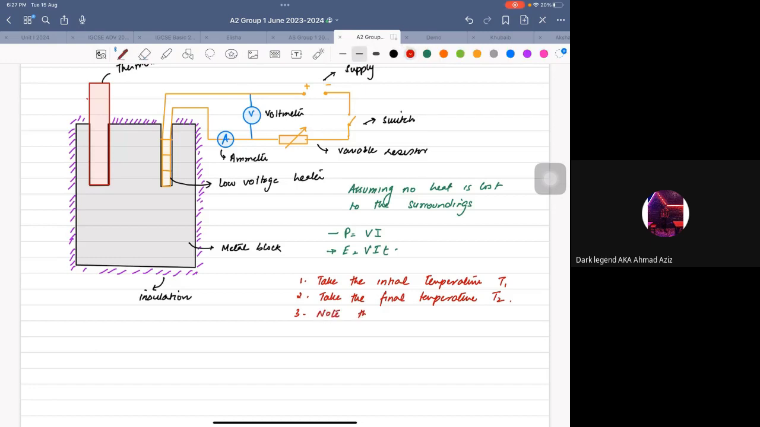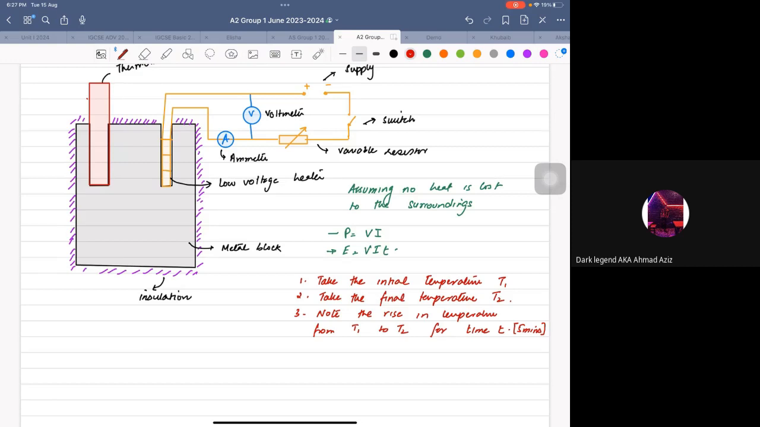Then note the rise in temperature from T1 to T2 for time T. And usually the examiner would want you to turn it on for 5 minutes. So that's the standard time to heat it up. Okay, you can decrease or increase it, but generally he would take 5 minutes.